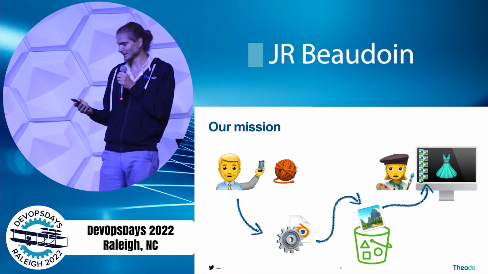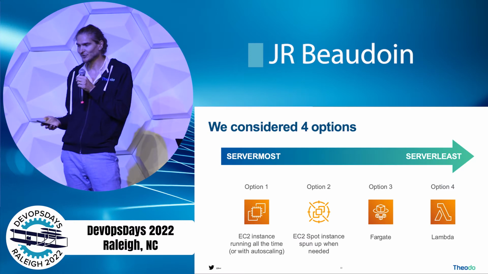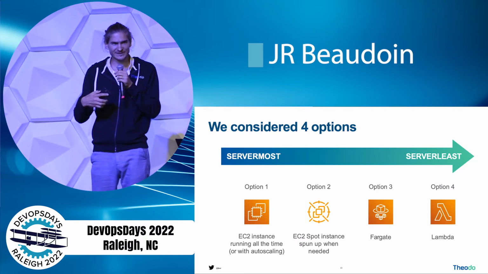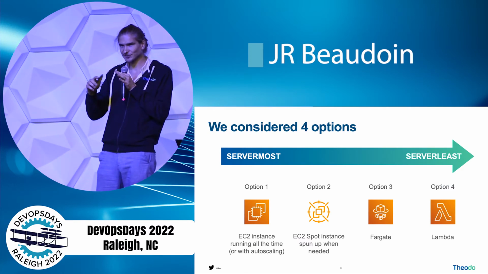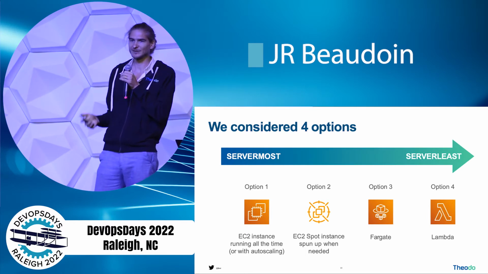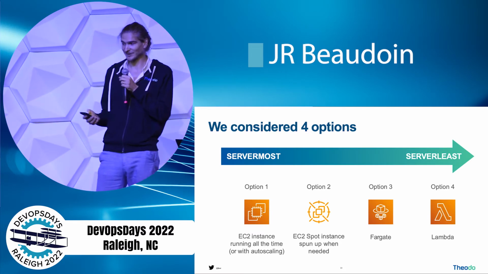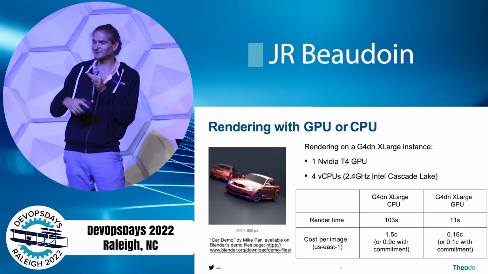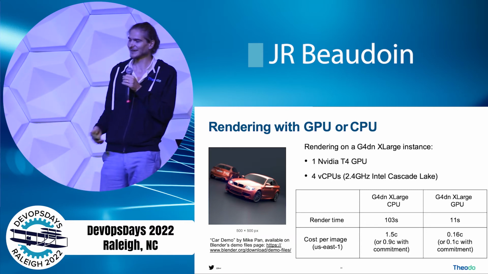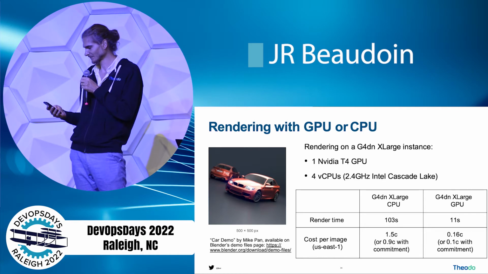So what we do is we load the scans, dump them into Blender in the cloud, render a templated scene, so that every material is like a piece of cloth on a sphere, for example, so that they have a good preview of what it looks like. So how do we do the render? We had 4 options, from the server most on the left to the server least on the right. So anything between a VM to a Lambda function.